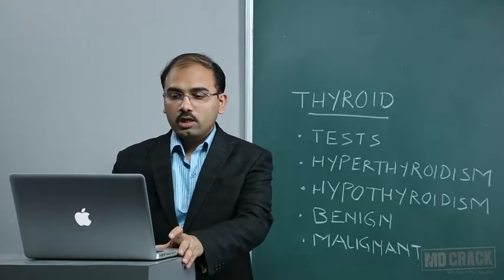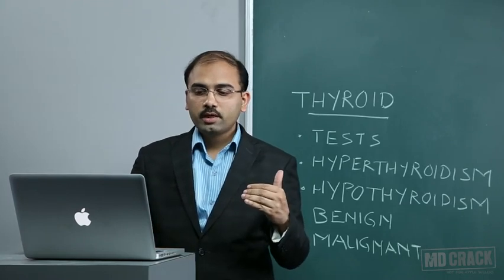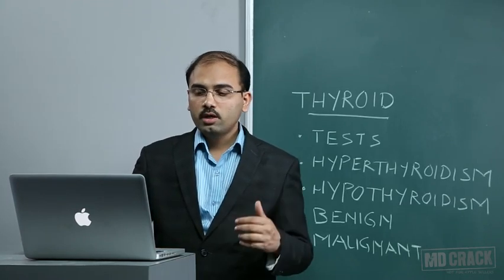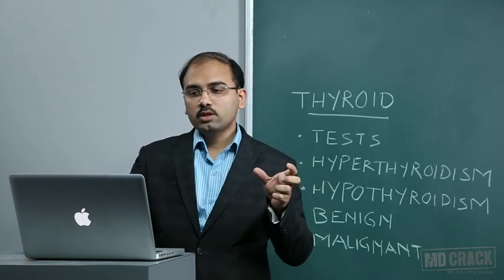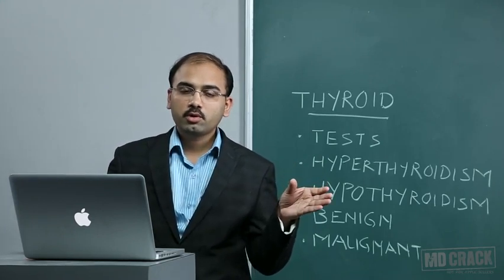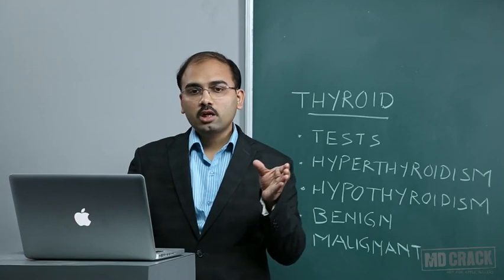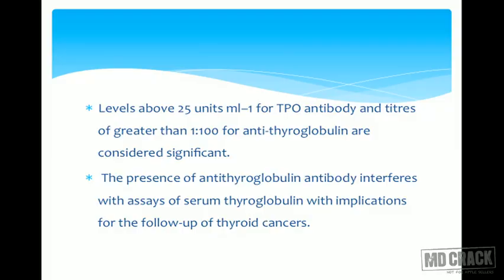So you have got elevated thyroid antibody levels in Hashimoto's thyroiditis followed by Graves' disease, multinodular goiter and occasionally with thyroid neoplasm. So you may be asked a question, the levels of thyroid antibodies, that is antibodies against thyroid peroxidase, are elevated in which of the following diseases? Levels above 25 units per ml for thyroid peroxidase antibodies and titers of greater than 1:100 for antithyroglobulin are considered significant.